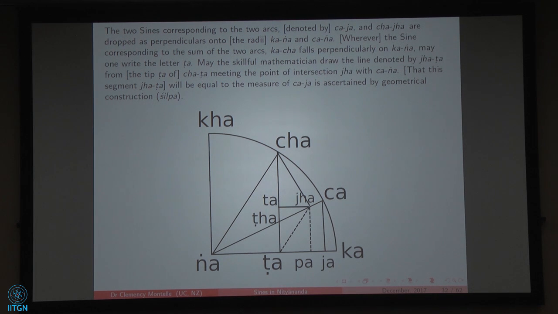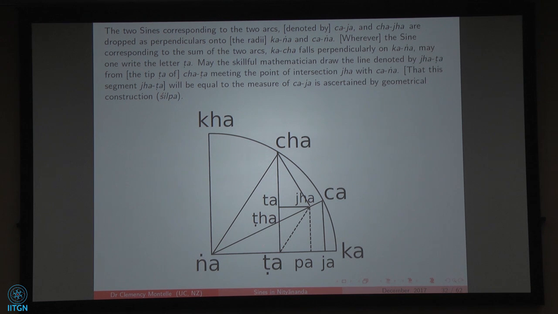So he tells us how to add in various points along the way. He not only tells us how to draw the diagram, but identifies important bits. The two sines corresponding to the two arcs are dropped as perpendiculars onto the radii ka, na, and cha, na. So drop this one here and drop this one here, and you'll have yourself two sines. Okay, and we continue on. Wherever the sine corresponding to the sum of the two arcs, ka, cha, falls on the radius, we mark this point, ta, here.